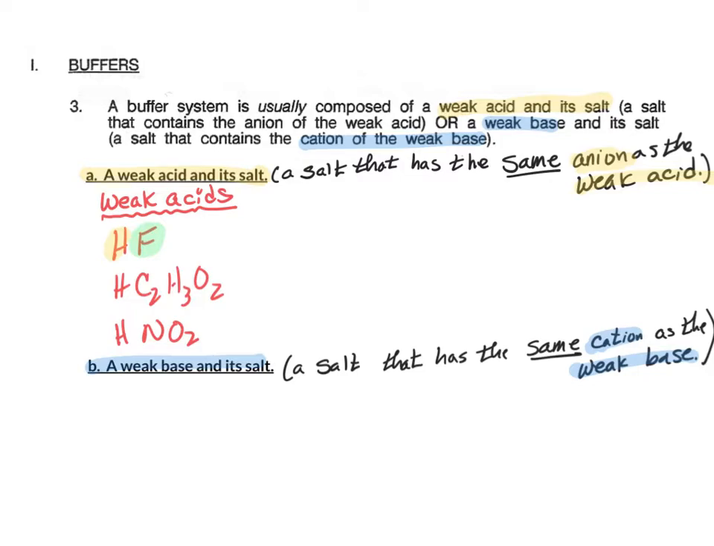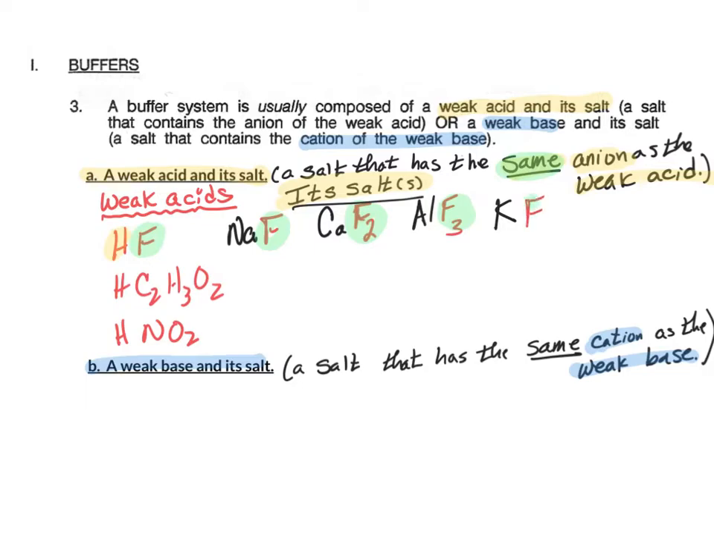So a few different salts that would go with its salt for hydrogen fluoride would be something like sodium fluoride, calcium fluoride, aluminum fluoride, potassium fluoride. Any of those would be salts that came from hydrogen fluoride.